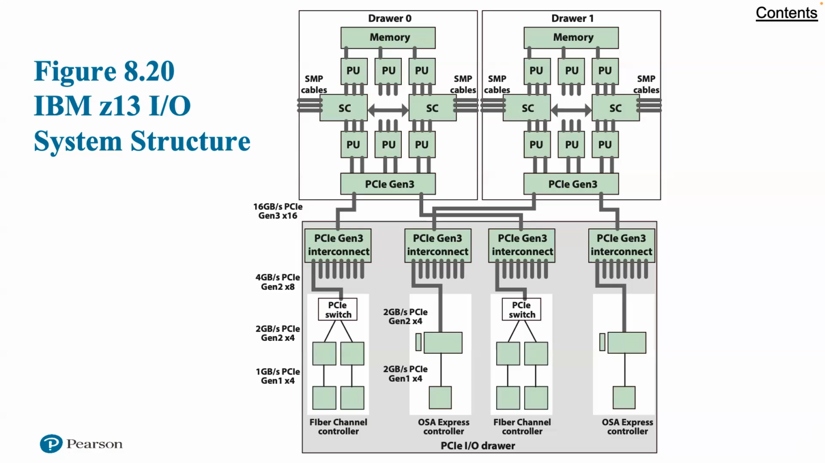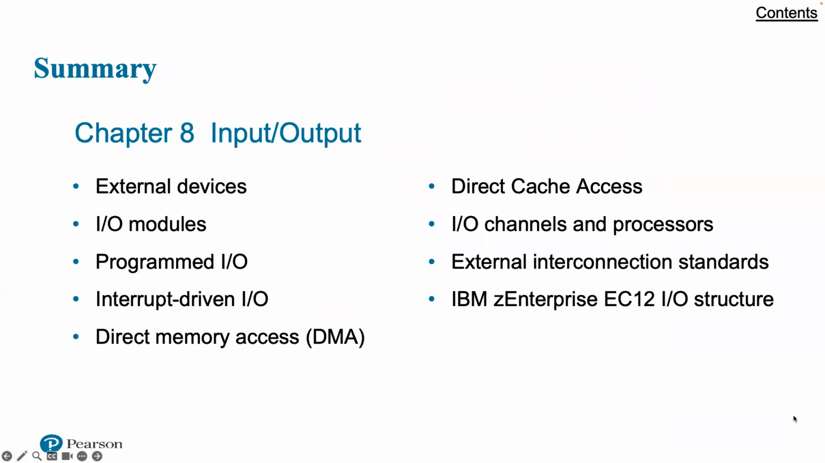So, fairly complicated, kind of on the extreme side here, but maybe in the context of letting you see the whole dimensions and array of input and output, that might be a nice way to finish up this chapter. We spent a lot of time talking about a variety of different input and output strategies: external devices, I/O modules, programmed I/O, interrupt-driven I/O, direct memory access, and DDIO was also another thing we had a chance to talk about. Direct cache access, I/O channels and processors, and then the external interconnect standards.